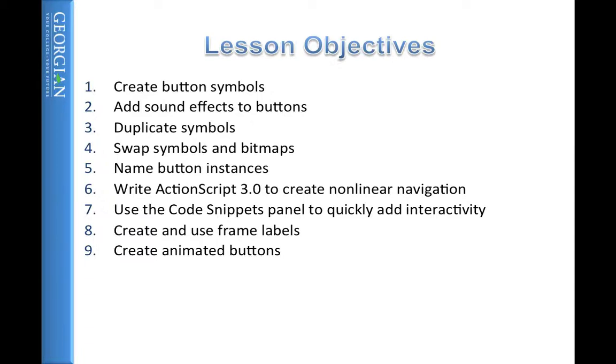We're going to talk about the code snippets panel. We're going to look at frame labels, which is a really cool way of moving along the timeline. Instead of using absolute frame numbers, you can use relative frame labels to move along the timeline. And we'll be creating animated buttons in this lesson. Then we're going to do another one with text in the next lesson.